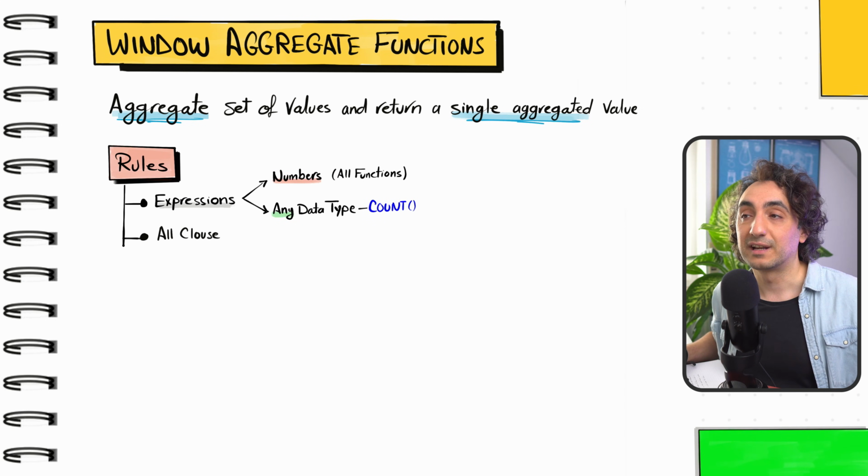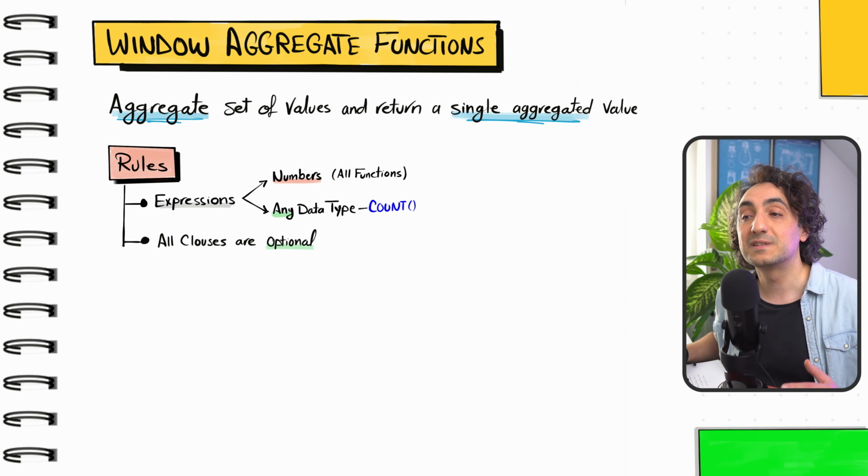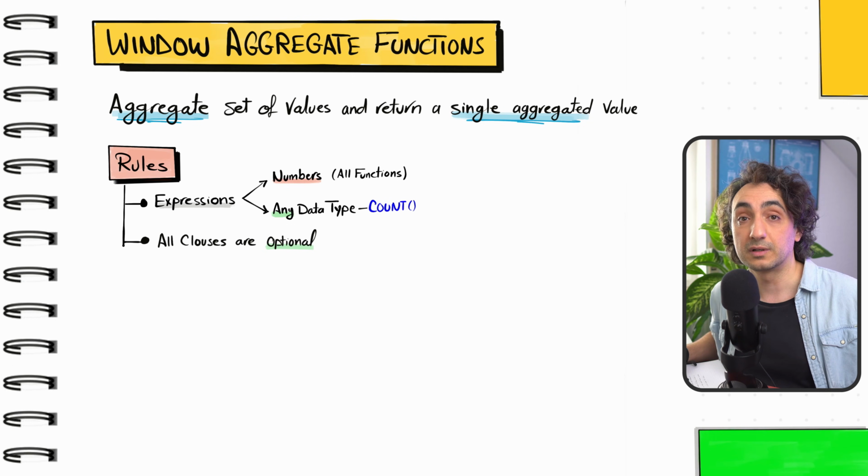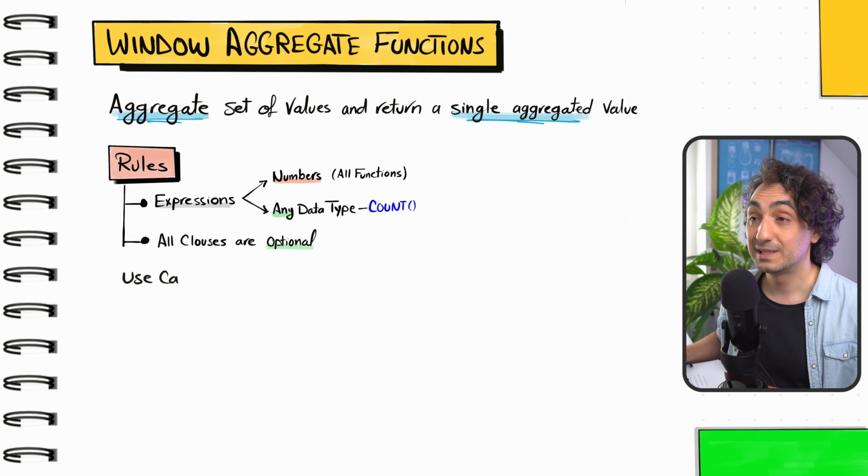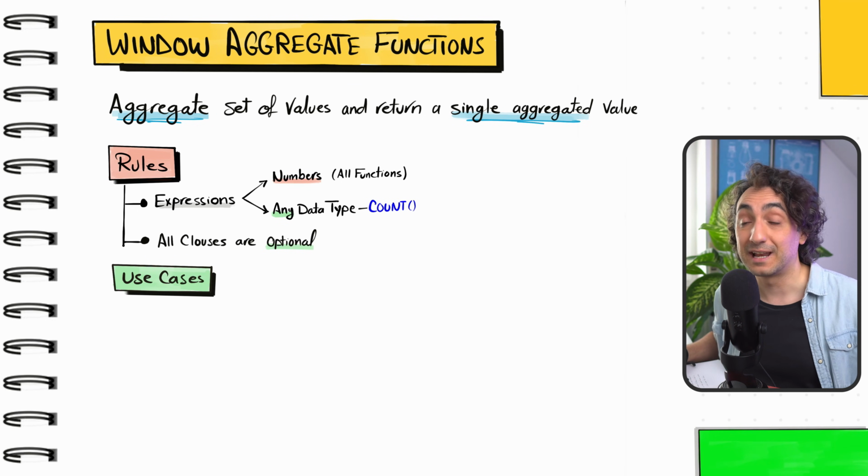And the things for the aggregate functions are very simple. Everything is optional inside the definition of the over clause or the definition of the window. So you can use partition by, order by, frames or not, or just leave everything empty. So everything is optional. Now as we learned, we have a lot of use cases for the aggregate functions and they are really amazing for analytics.